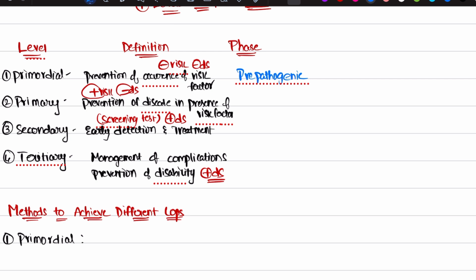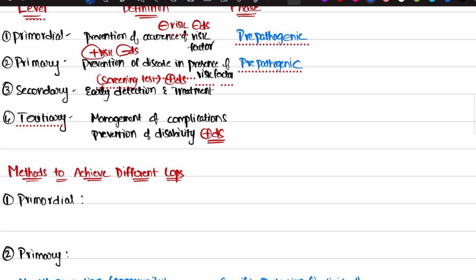And in primary also, disease is absent, just the risk factor is present. See, whenever the disease is present, that is pathogenic phase. If there was no disease, that is pre-pathogenic phase. In primary also, disease is not there, only risk factor is present. In primordial also, disease is not there and risk factor is also not there. So these two come under pre-pathogenic phase. These are not tough, these are very easy. You just need to know, and if you read it again, you are going to catch the points, okay?